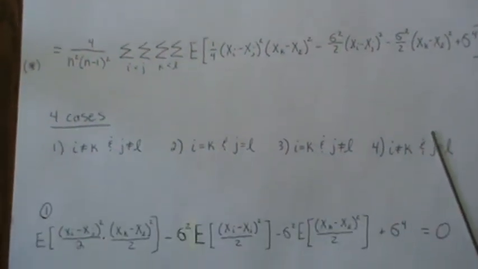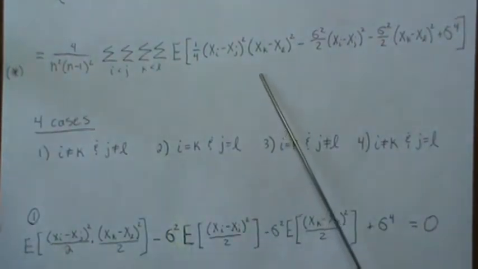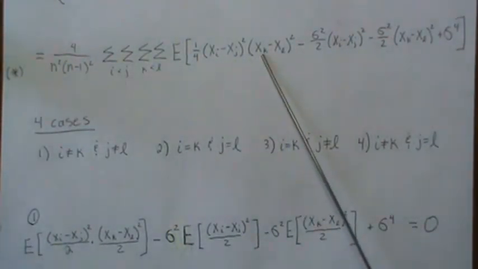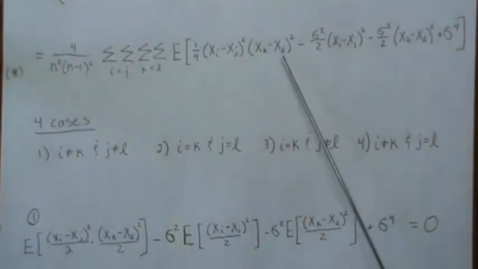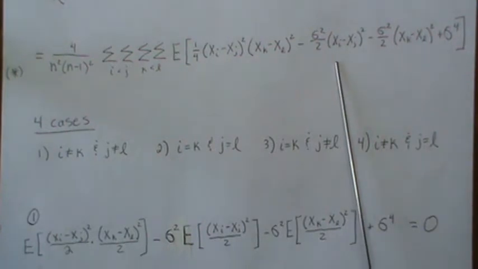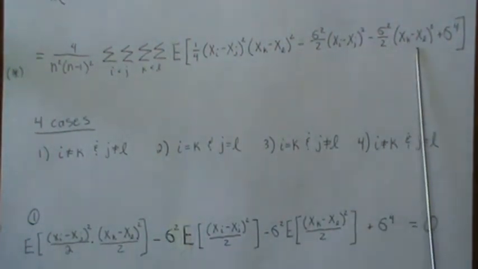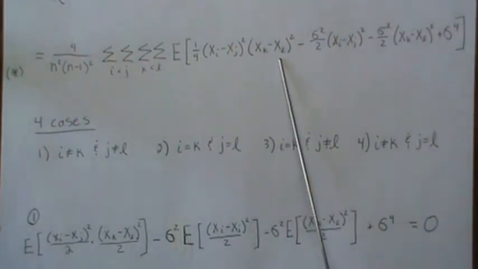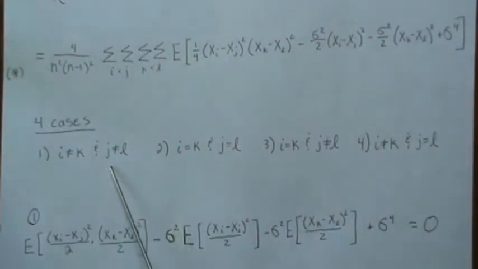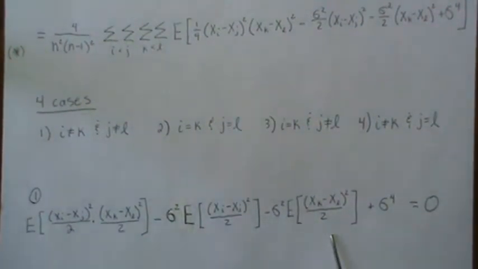So let's look at case number 1. So all of them are different. So I and K are not equal, and J and L are not equal. Oh, I'm sorry, I said that backwards. They're all different, and we have to keep them separate, like this.